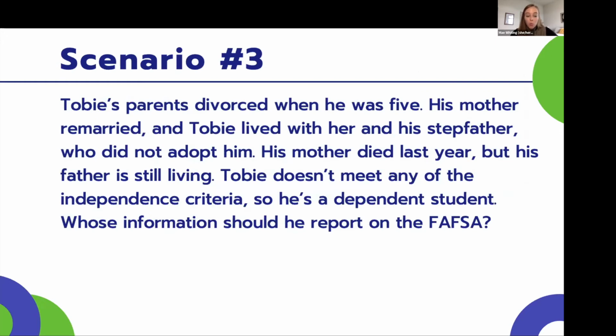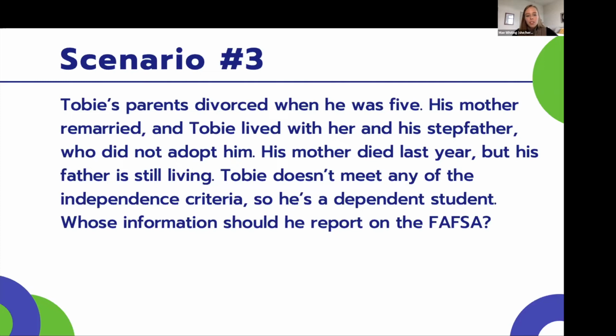Toby's parents divorced when he was 5. His mother remarried, and Toby lived with her and his stepfather, who did not adopt him. His mother died last year, but his father is still living. So his biological father is still living. Toby doesn't meet any of the independence criteria. He is a dependent student. Whose information should he report on the FAFSA?